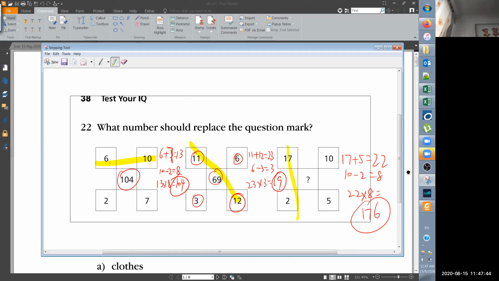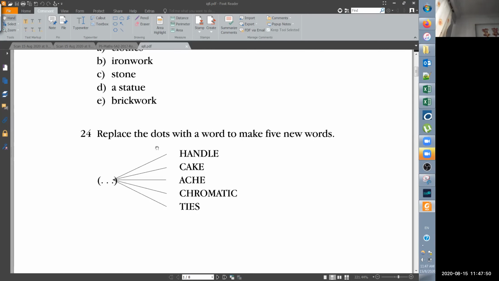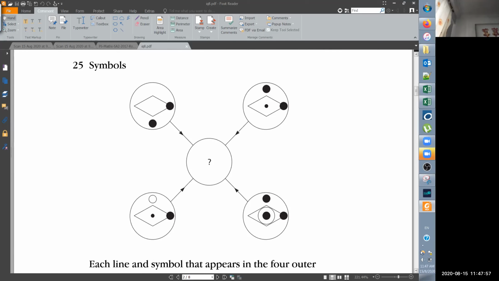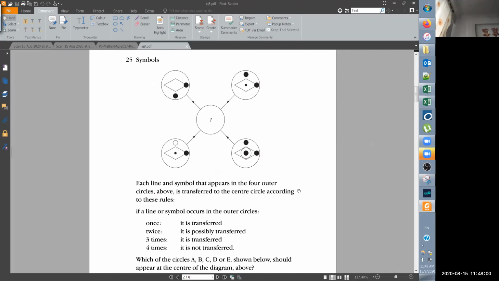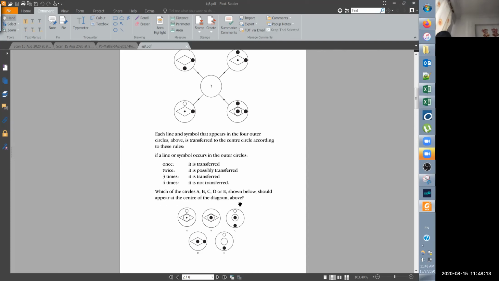OK, good. Next. What is always associated with domain? Okay, no. English, no. Replace the dots with a word to make 5 new words. No. Symbols, yes. So 这题我们上次好像有做过嘞，你还记得吗？对，记得。说答案是多少？C 还是什么？来圈起来，圈起来。Can you circle the answer on the screen? Yes, correct. You're right. OK，擦掉，麻烦你，谢谢。So pick your answer.